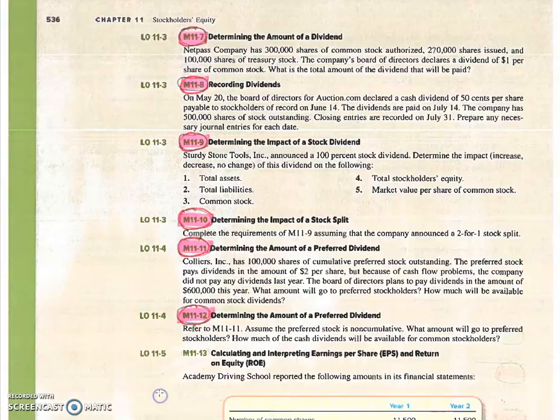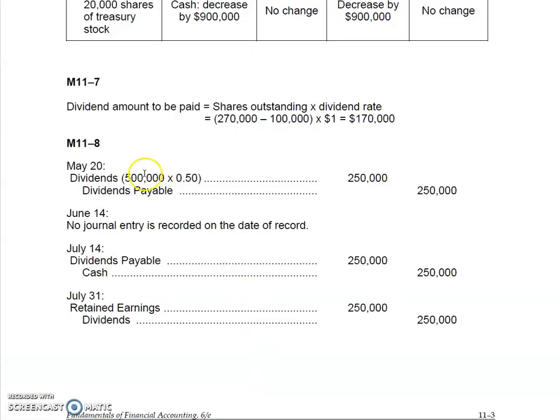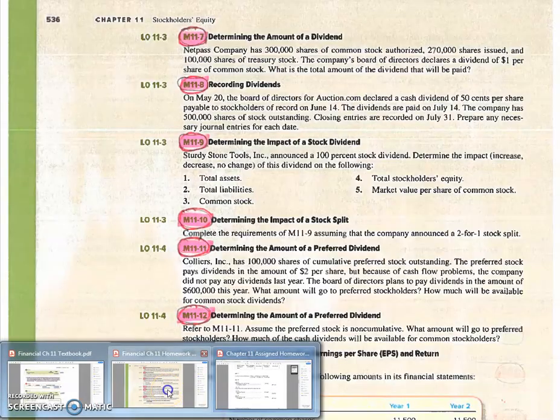Now the next date is the date of record, payable to stockholders of record on June 14th. And I talked about this earlier. There's no entry on that date. So then the next date is the payment date.